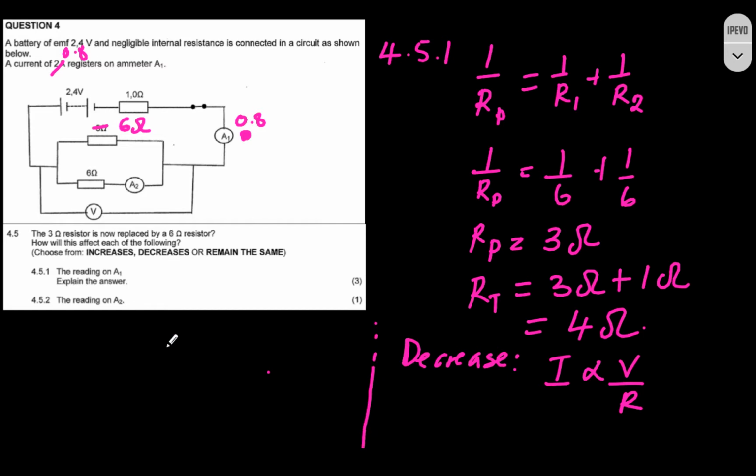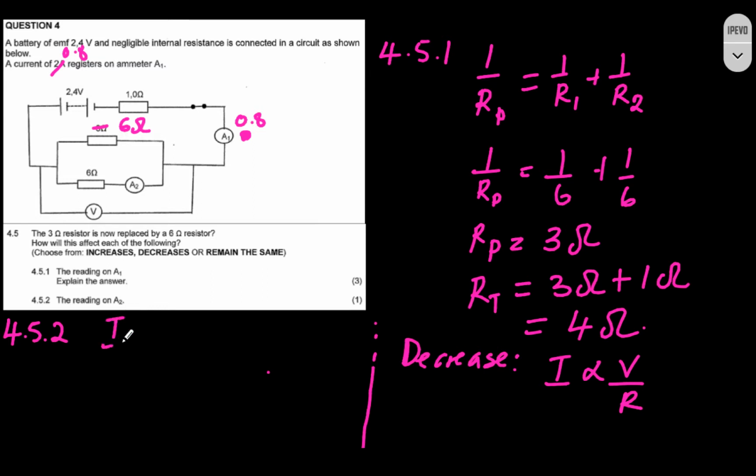Okay, now moving on to the last question, 4.5.2. Now they're asking what is going to happen to the reading on A2 here. In this question, the best way that I saw fit was to calculate the current that is going to be produced and see how it compares to the one that we calculated previously when the resistance here was 3. So that's what I just did. I'm just going to quickly calculate. Though it's 1 mark here, and maybe there's an easier way to determine it, I'm going to do the calculation so that it becomes easy for you to understand.